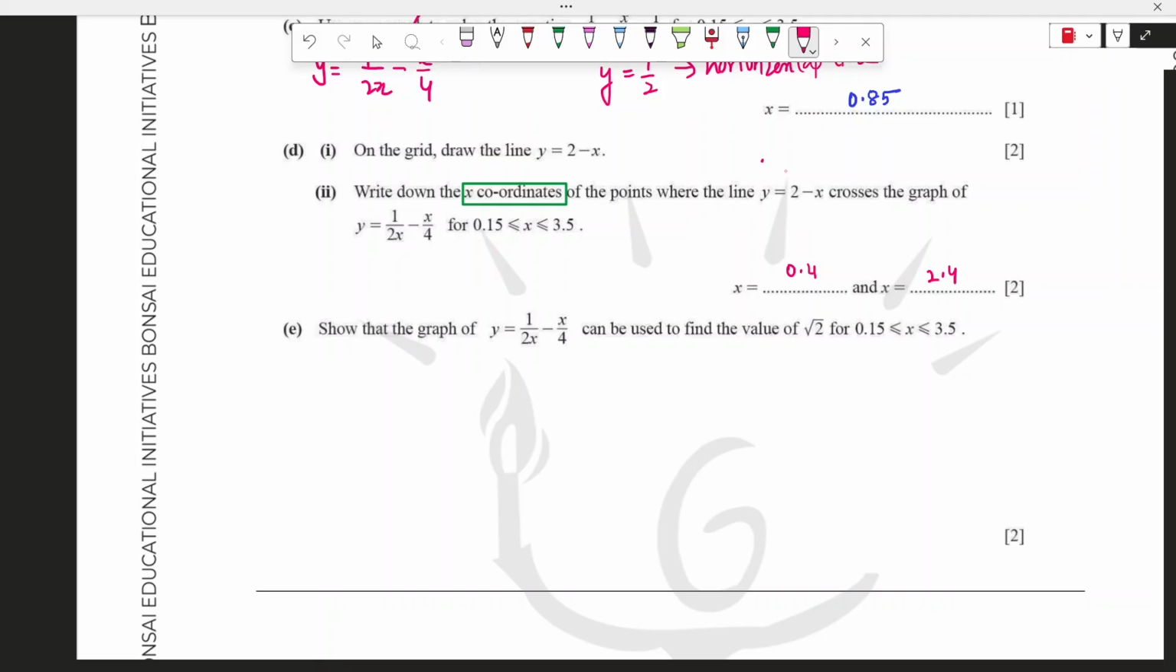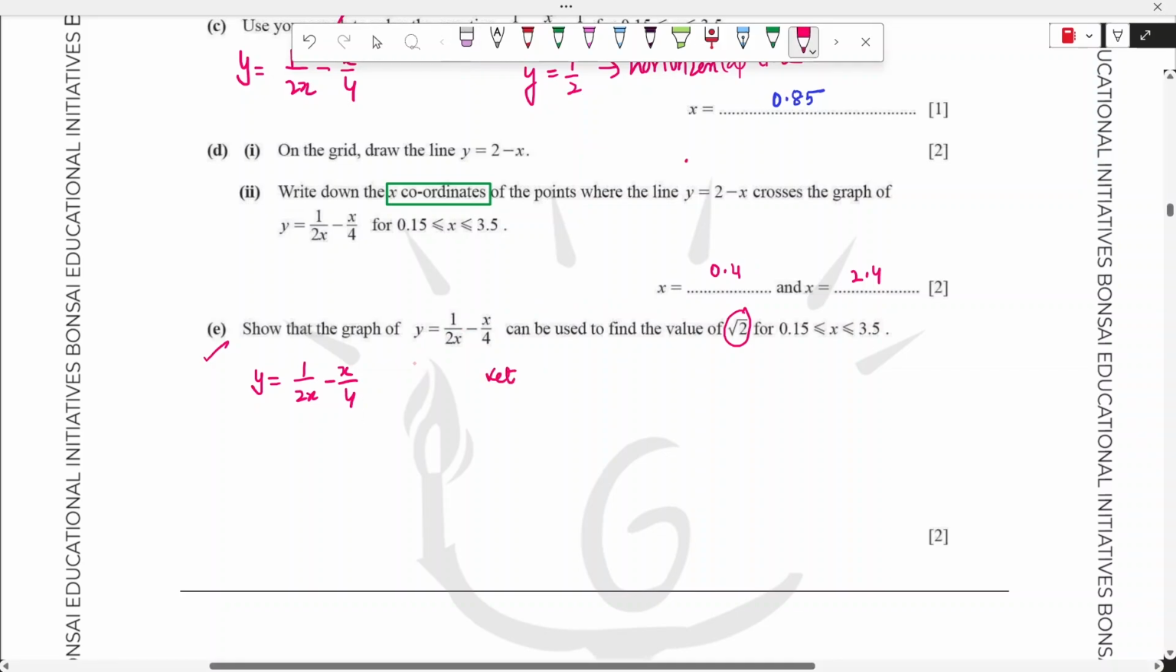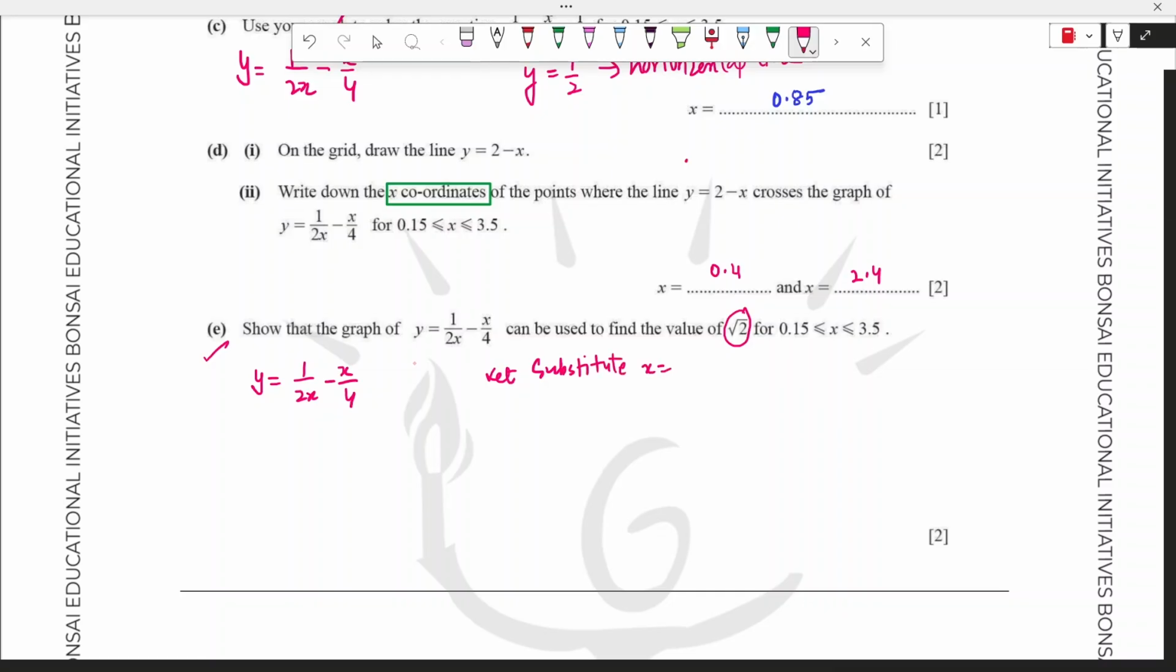Okay. So now next thing, solve the second part, part E. What we see here, we need to find whether the graph is useful to find the value of root 2. So it means the value of root 2 is somehow involved in this function. So how can we find that? Let us substitute x equals root 2 in the function. Let us see what happens here. That is 2 times root 2 minus root 2 by 4.